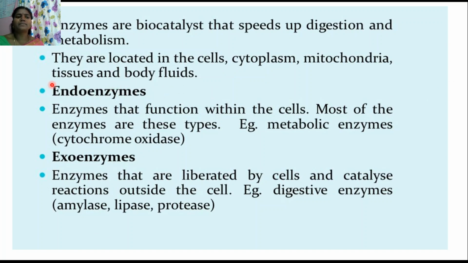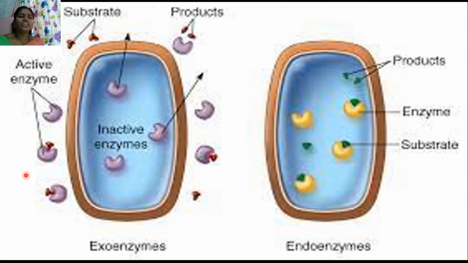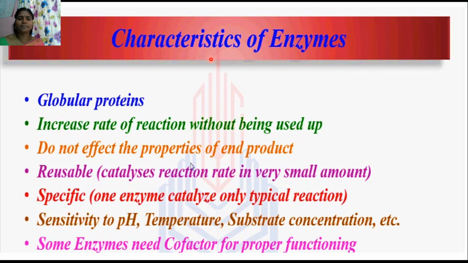There are two types of enzymes, endoenzymes and exoenzymes. Endoenzymes function within the cells, and most of the enzymes are of this type, mostly the metabolic enzymes. An example is cytochrome oxidase. Exoenzymes are enzymes that are liberated by the cells and catalyze the reaction outside the cell. Examples are digestive enzymes, which are released from the digestive glands, that is amylase, lipase and protease. The exoenzymes, which are outside the cell, are shown here, and the endoenzymes, which are within the cell. The substrate molecule reacts with the enzyme to release the product.